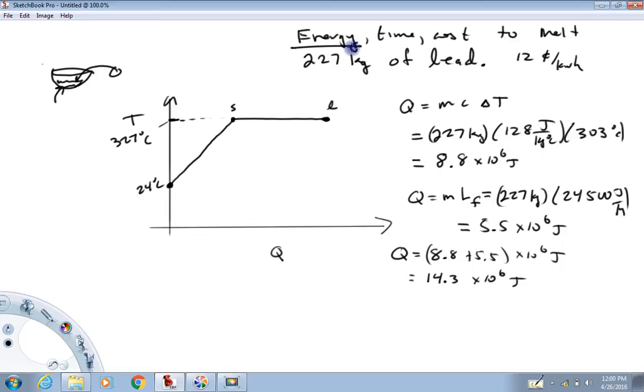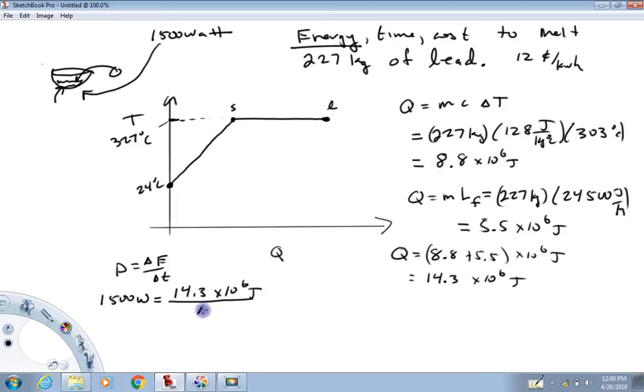Oh, I see I forgot one of the assumptions I wanted to throw in here. The heater of the pot was around a 1500 watt heater. Right. And 1500 watts is a unit of power. And power is energy over time. I'm going to write this out right here: delta E over delta T. So in this example, the power of the heater was 1500 watts, or 1500 joules per second. The energy transferred to the lead was 14.3 times 10 to the 6 joules. We're going to divide that by the time, delta T.